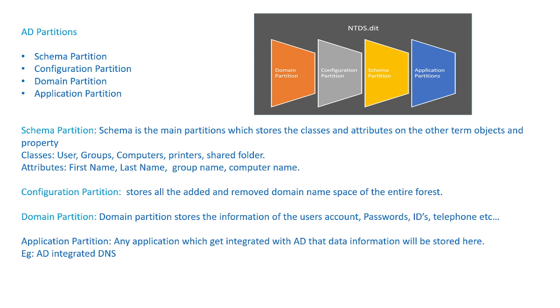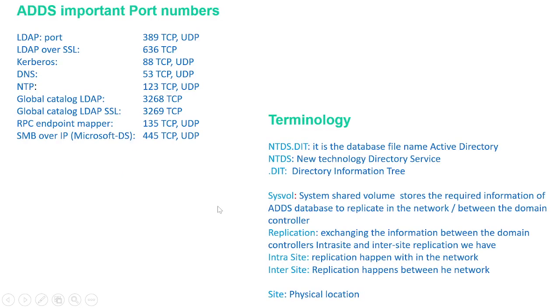Hence, while installing the domain controller, even if you just install Active Directory Domain Services, it automatically installs DNS as well. I'll show you tomorrow. So in the Active Directory database, we create a separate partition for DNS. Any application that you integrate with Active Directory, Active Directory creates a separate partition and stores it. That partition we call the application partition. So that is about the partitions. Any question here? Okay, I'll take it as no.